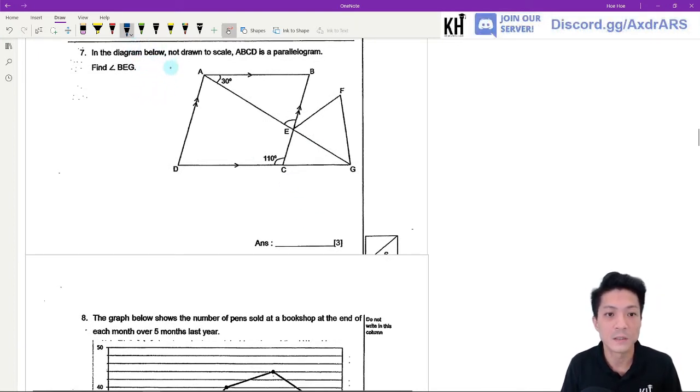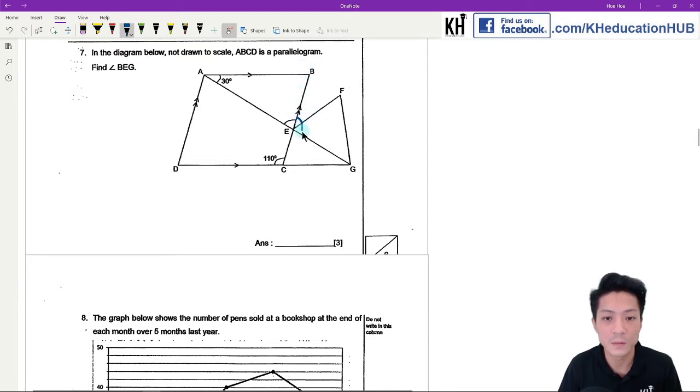Question 7. The diagram below is not drawn to scale. ABCD is a parallelogram. Find angle BEG. So BEG is here.